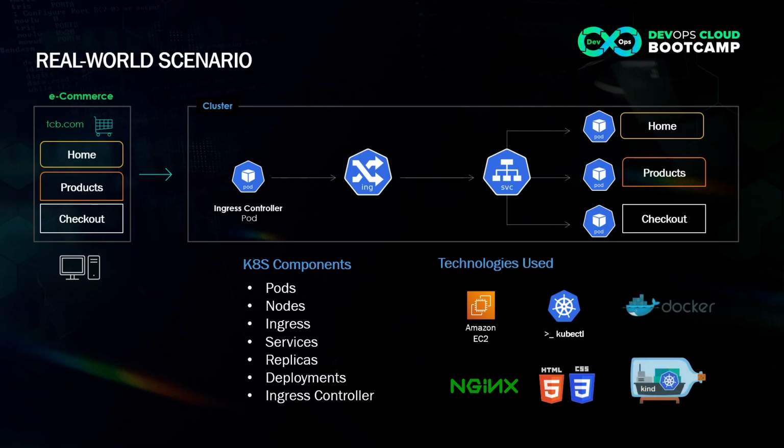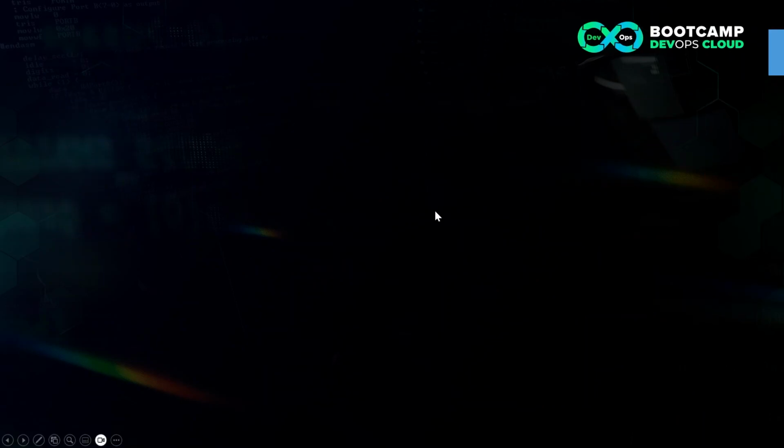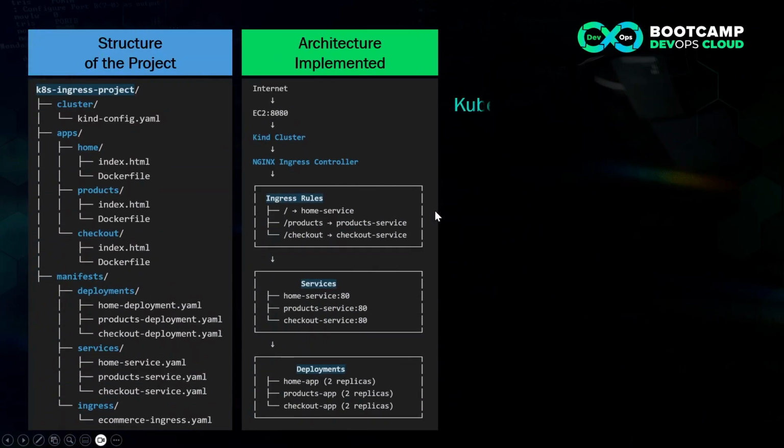And among the technologies we are going to use, we highlight Amazon EC2, the Kubernetes command line, Docker, and NGINX. The sample application was developed with HTML and CSS. We'll also use this amazing tool, which is a simple and practical solution that helps us implement and test hands-on projects like this one using essential Kubernetes components. That's the last slide for this session.